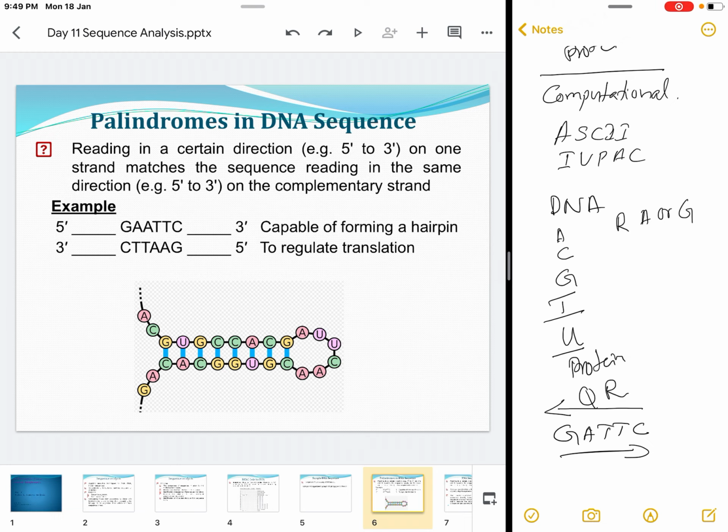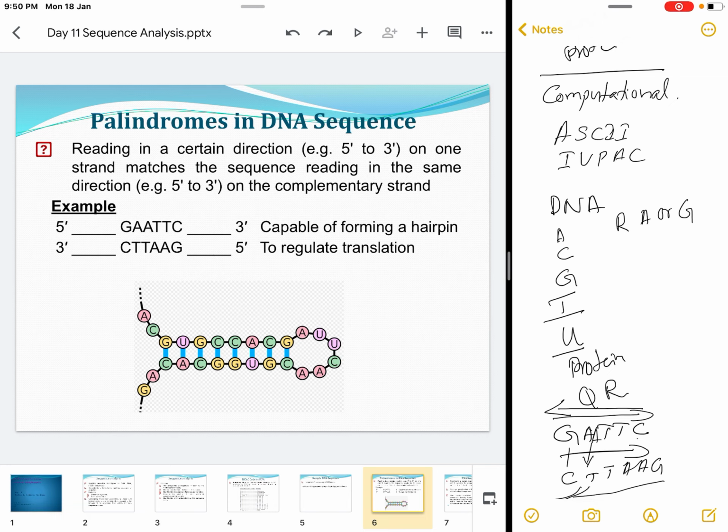in the complementary strand, the complement is C for G, and in parallel to A we have T, and in the same way GAATTC is represented on the complementary strand as CTTAAG. So reading in the 5' to 3' direction or reading in the 3' to 5' direction on the complementary strand, both the information are the same. Both represent the same sequence.